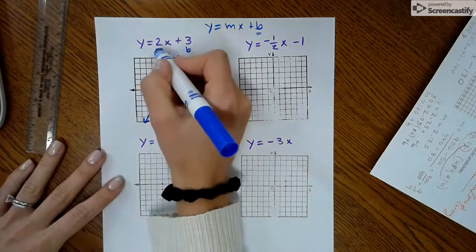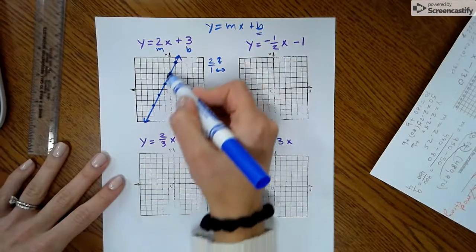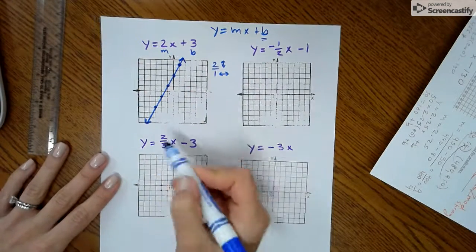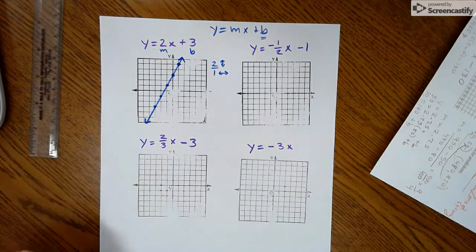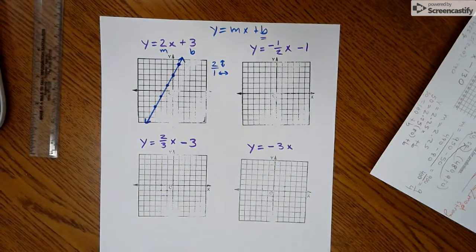And then just take a second and look. Your positive slope should look like you're going uphill if you follow the graph left to right. And since this does, I at least know that I did the positive slope correctly.